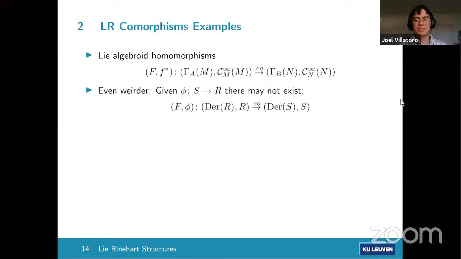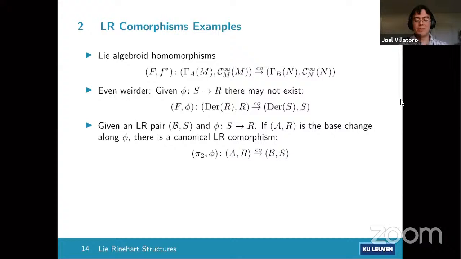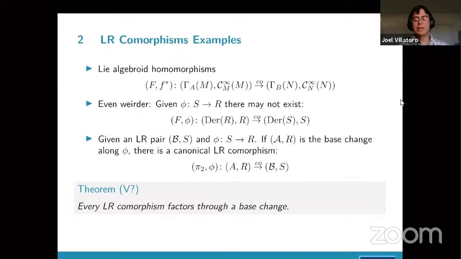And if you have a Lie-Reinhart pair and a base change, then you always get a comorphism from the base change to the original thing again. And then this is a theorem. I don't know if this appears anywhere in the literature earlier. If somebody knows, please let me know. So that's why I put a question mark on the theorem here, because I'm not sure if somebody else has proved this, but it turns out that every Lie-Reinhart comorphism factors through a base change.